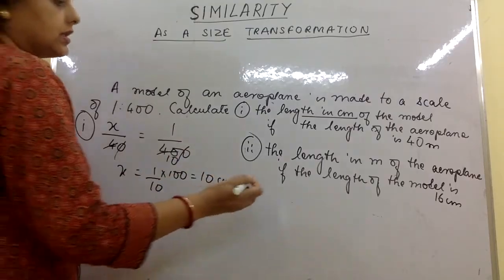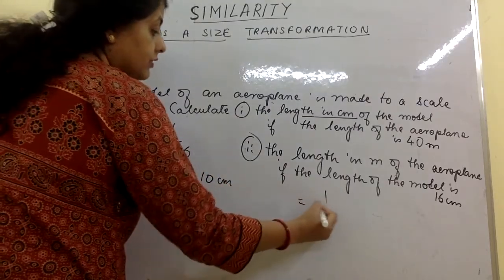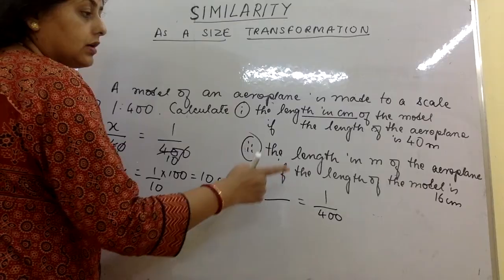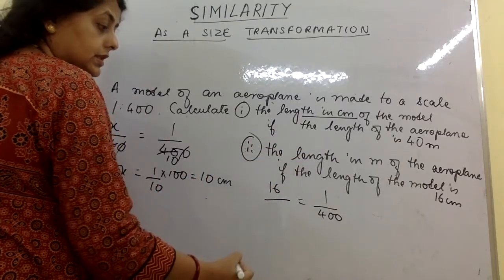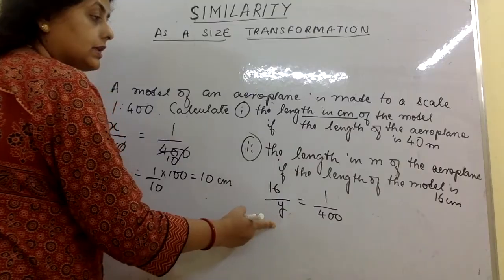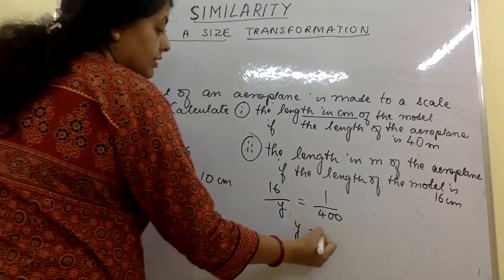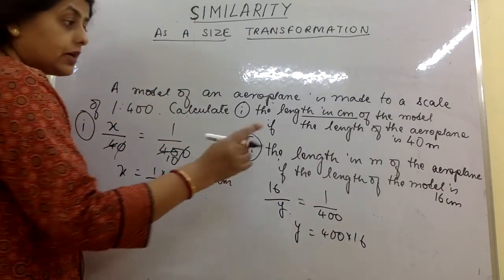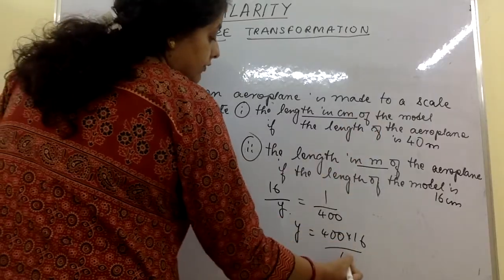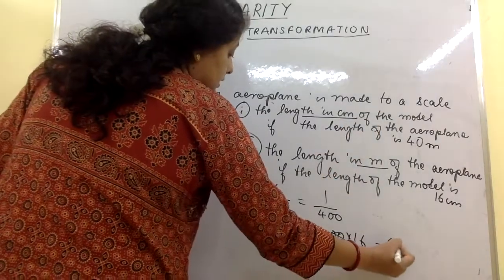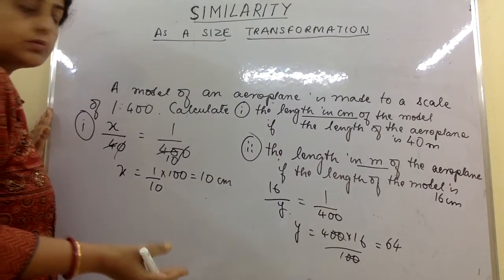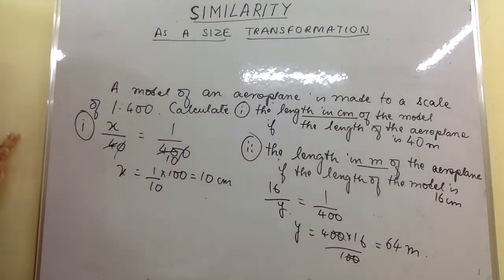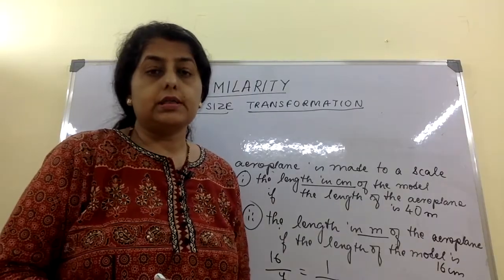Length of the model is 16. So if the model is 16, I'll first write 1 by 400 because the ratio is the same, and here I will put the model's value, 16. And y is the length of the aeroplane. So y is how much? 400 into 16, but then this is coming in centimeters. I have to get my answer in meters, so here I will divide by 100. Okay, so I get 64 meters as my answer.